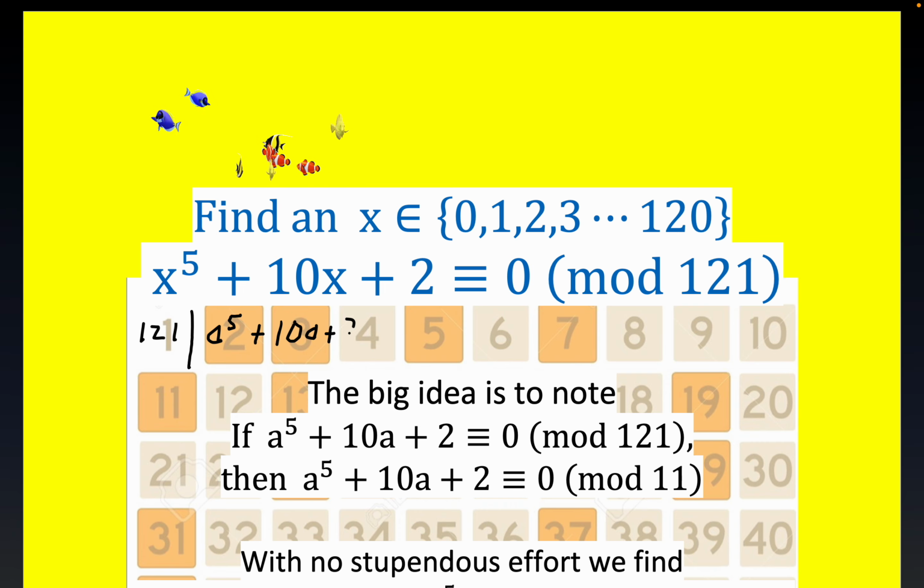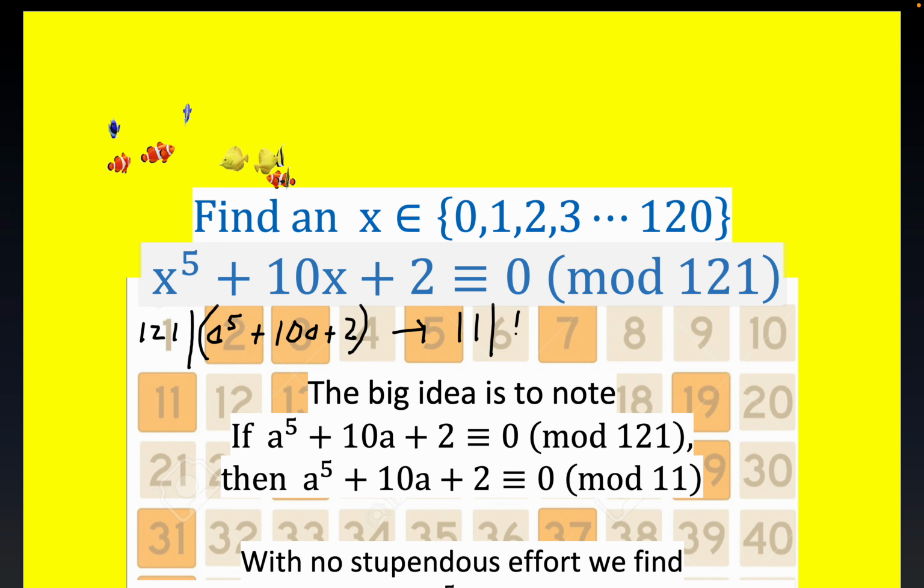I think it's a good idea to envelop this in parentheses, right? Otherwise, it's kind of a dangling looking thing. But notice that 11 is a divisor of 121. It's the only proper divisor of 121 other than 1. And so that implies that 11 divides the same object.